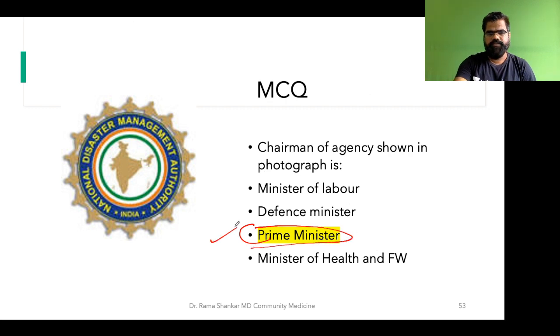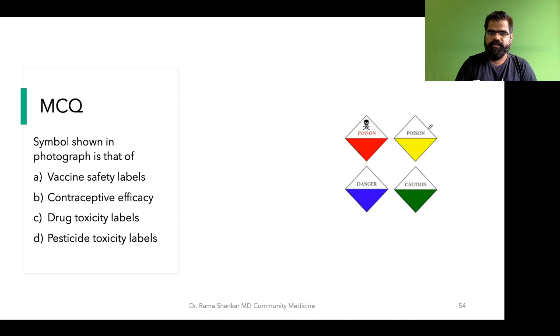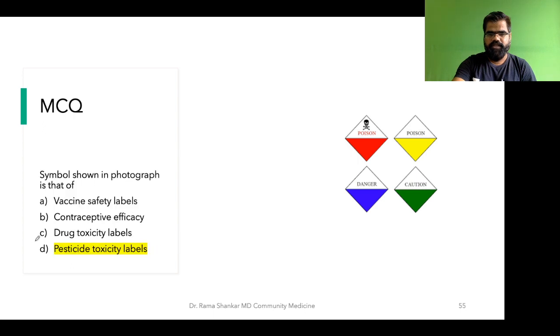Okay, the simple thing. Now you must have seen, whenever you see the insecticides and mosquito killing things, you see this image, poison red, this is yellow, then you have danger, then it's caution, somewhat. So what does this indicate? Symbols shown in the photograph is that of what? Is it vaccine safety, contraceptive efficacy, drug toxicity or pesticide? As I have already said, this is an indication of pesticide toxicity level. Okay.